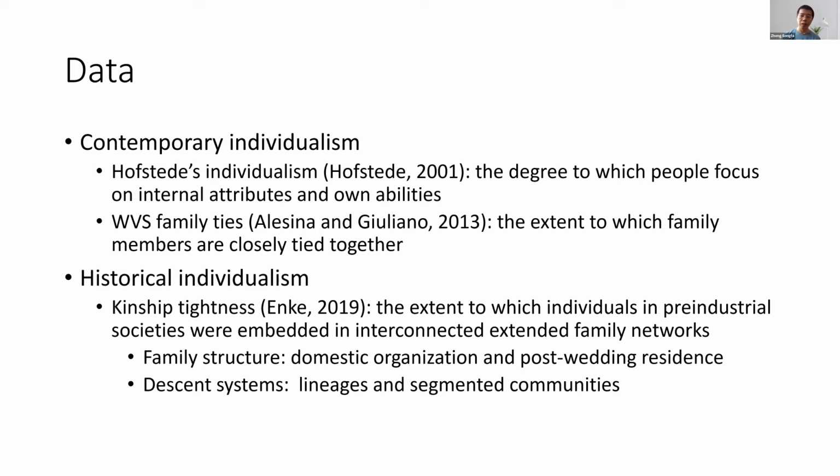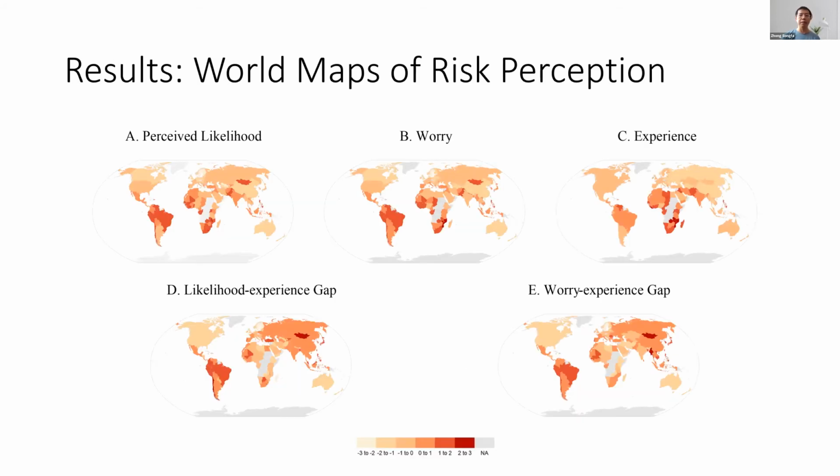So then with this data, we move on to the basic results. And this is a world map on risk perception for the 3 questions on risk perception and the 2 gaps. Okay, so the first and the second one are on perceived likelihood and worry.